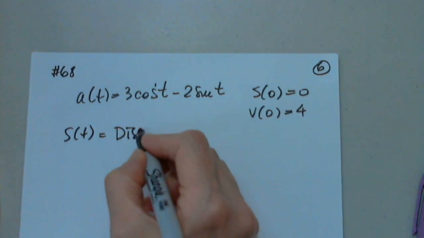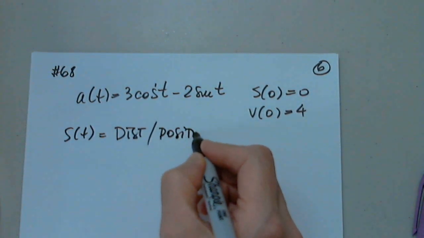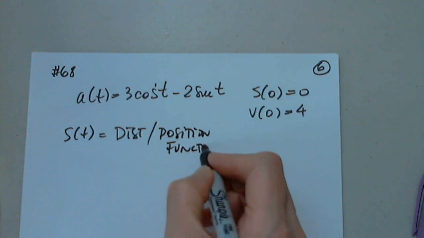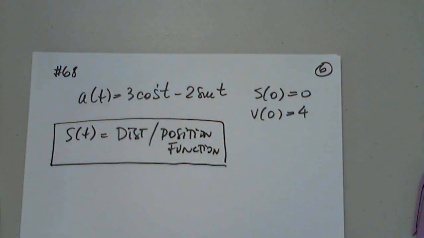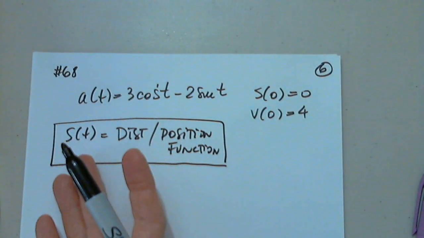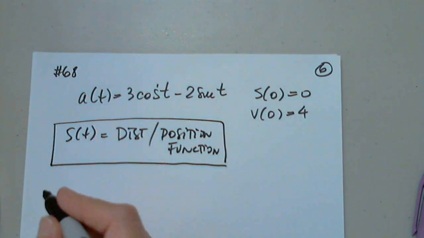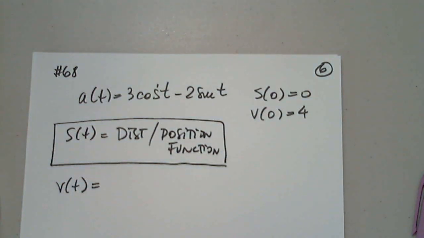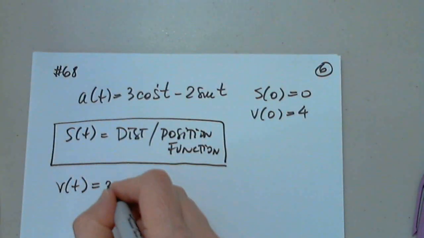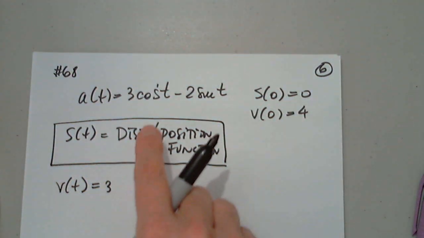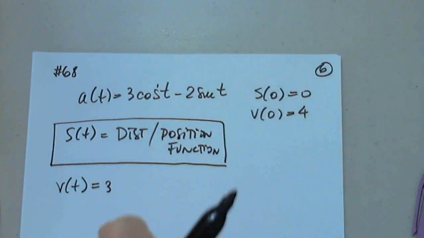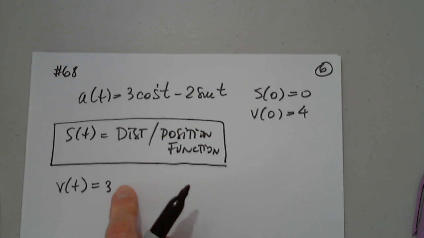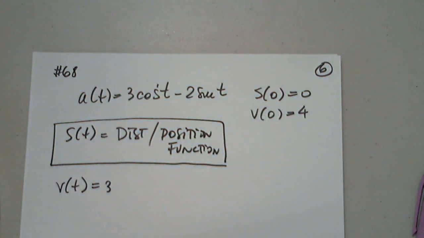The distance or position function. This is the question. This is what we're asked to find. If I'm given the acceleration, I cannot jump to the distance. I have to go through the velocity. Slowly but surely, you should always ask yourselves this question. Which function prime is cosine t? Again, we are not differentiating cosine. We're asking ourselves which function prime is cosine.